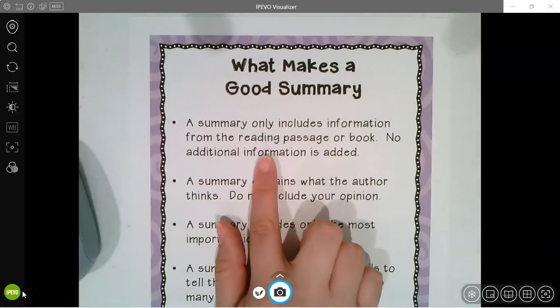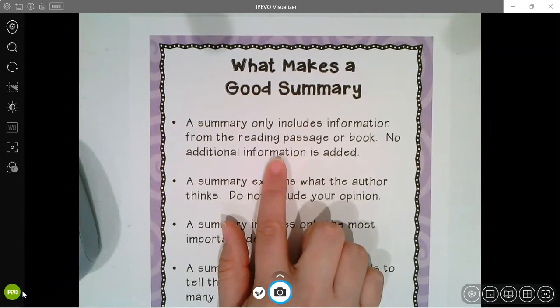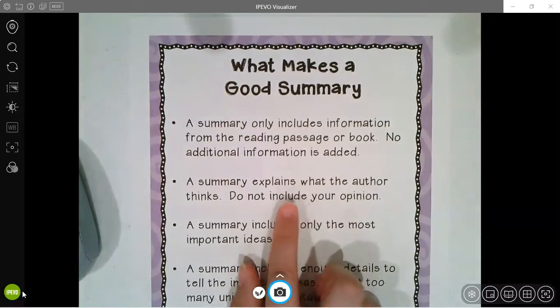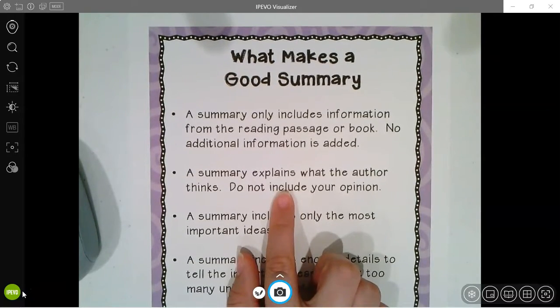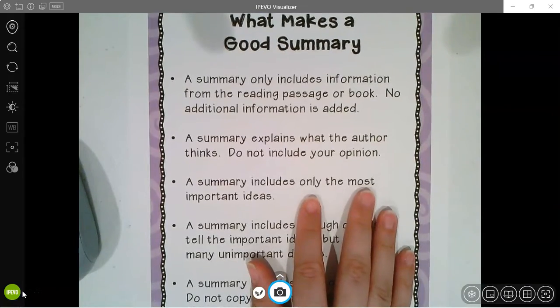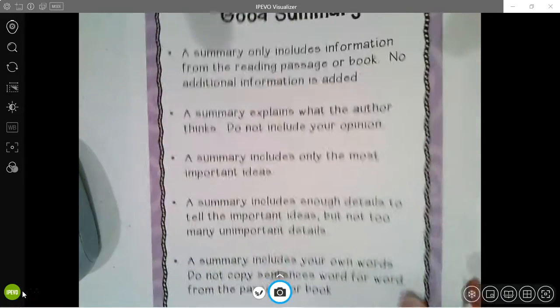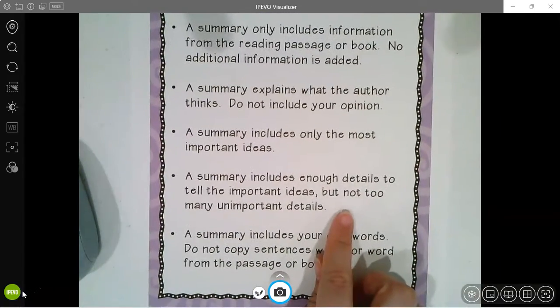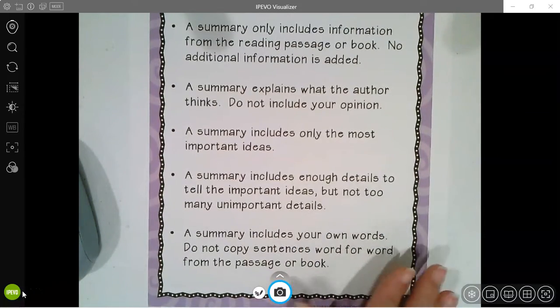We talked about how a summary only includes information from the reading passage or book. No additional information is added. A summary explains what the author thinks. We do not include our opinion. A summary includes only the most important details. A summary includes enough details to tell the important ideas, but not too many unimportant ideas.